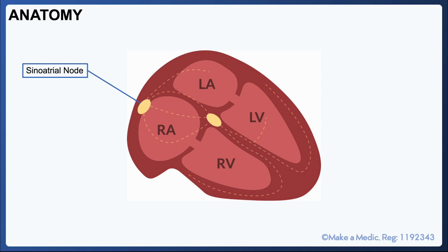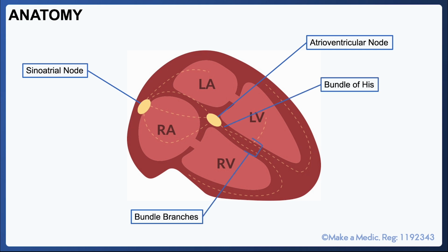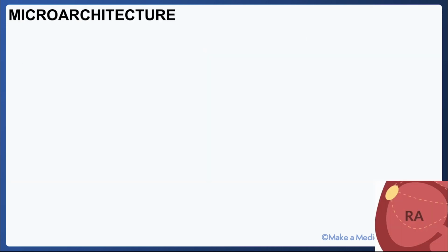The sinoatrial node is a bunch of specialized cells that generates the initial electrical impulse that then propagates through the heart. It's located within the right atrium. The impulse will travel across the atria before pausing at the atrioventricular node. It will then pass along the bundle of His, the bundle branches, and eventually the Purkinje fibers, which causes ventricular systole. Let's take a closer look at the sinoatrial node.